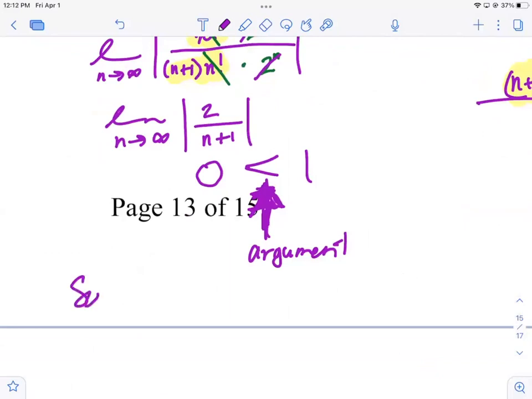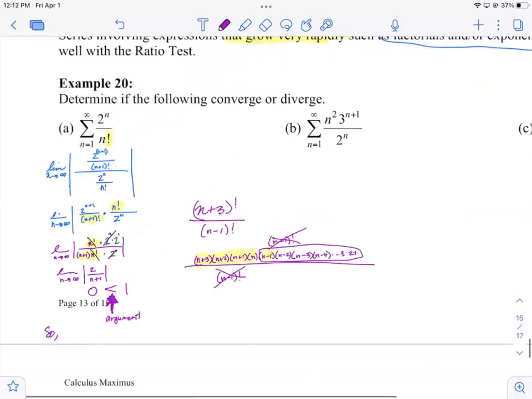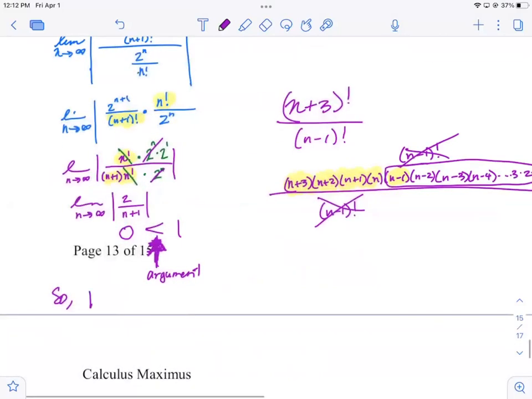And now you're going to say, so let's give this series a name. What do you want to call it? Let's call it Big F for Friday. Big F. So Big F does what? Converges. Yeah. By the ratio test.